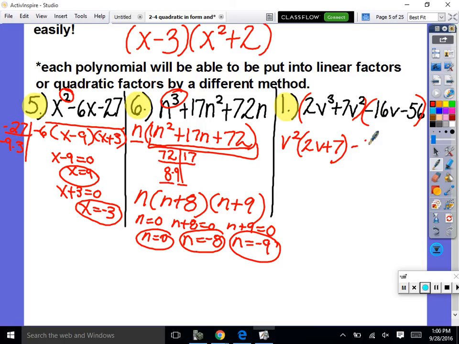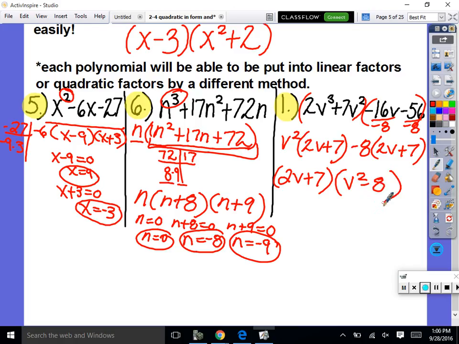Yeah. So I would pull out negative 8, divide by negative 8 to both of those guys. So left is 2b plus 7. Okay, it did factor by grouping, so we can factor out 2b plus 7, and left is b squared minus 8. Now look, we factored it down to a linear and a quadratic. Now we can solve each of those by setting them equal to 0.